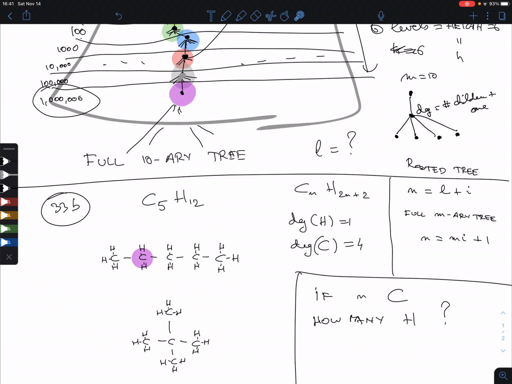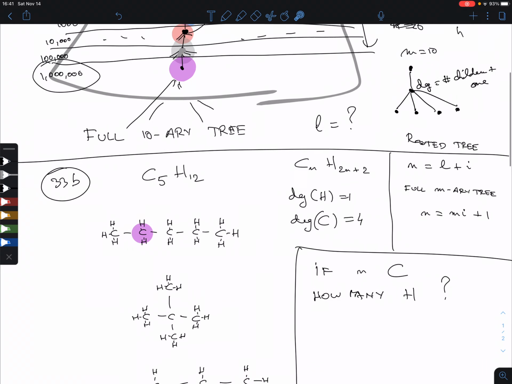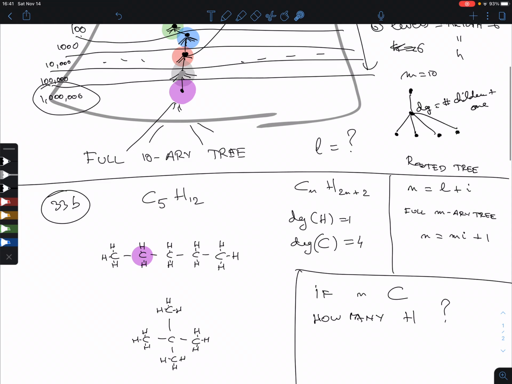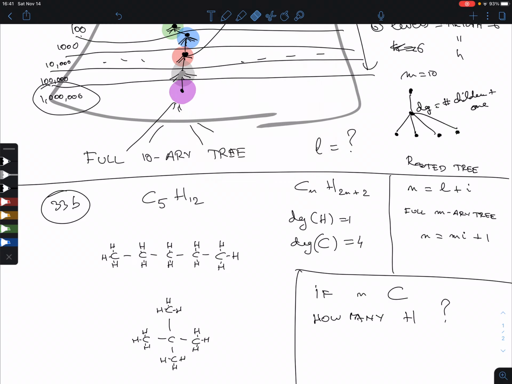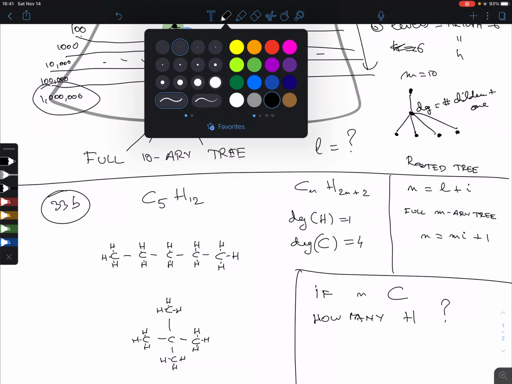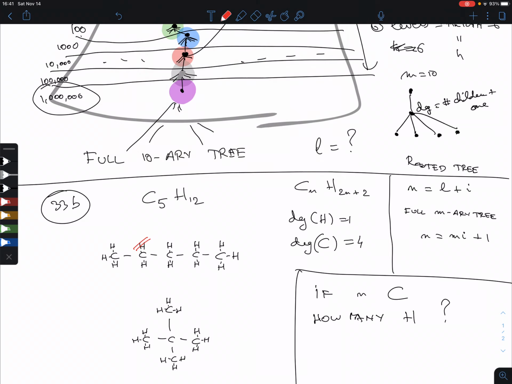So what I'm going to do now, and this is where I said it is a little bit tricky, is remove one of the hydrogens. So I'm breaking my molecule. Let me get rid of this little guy here. I'm going to take this as my root, and I'm removing one of the hydrogens. Let me do that in red. So I'm removing this hydrogen.